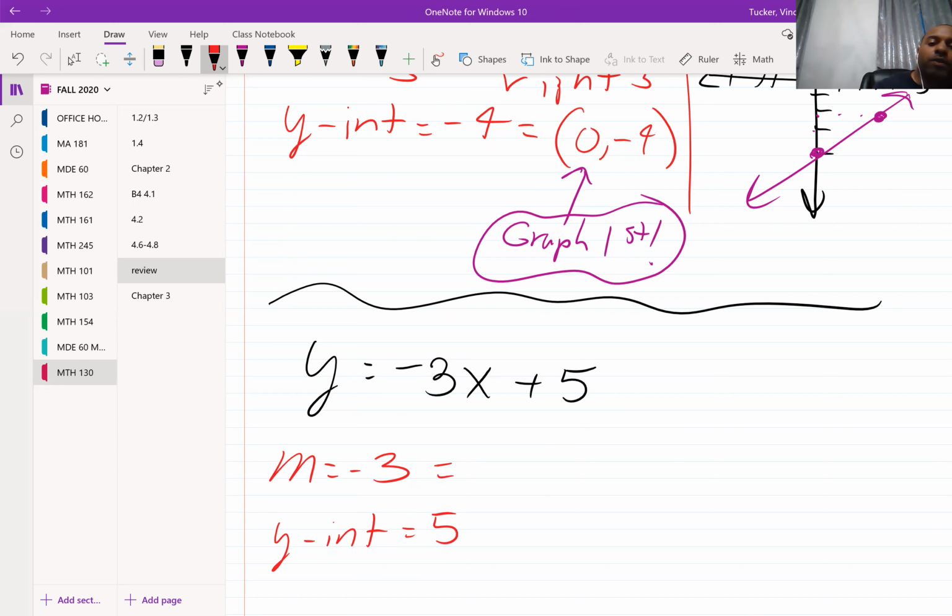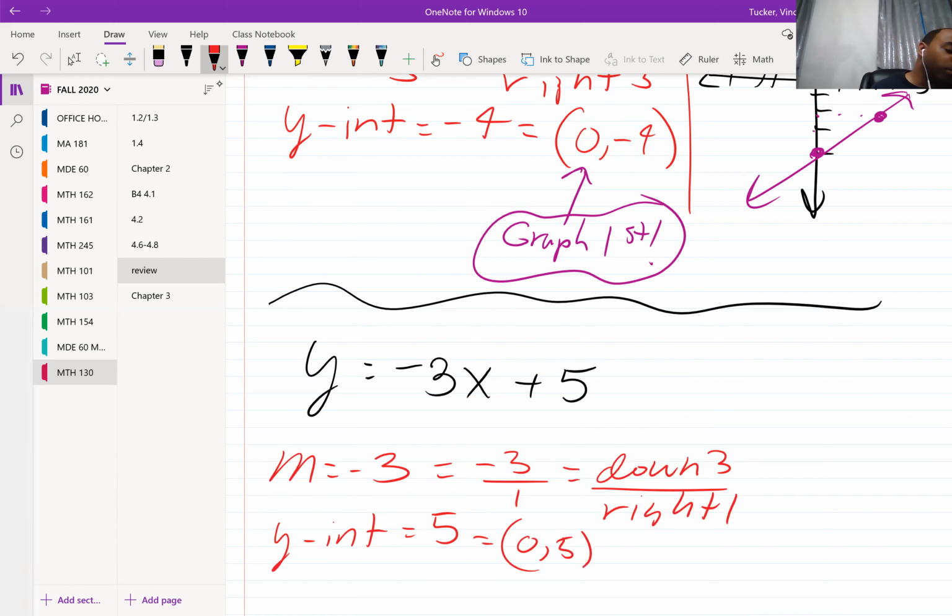All right, so don't forget it's rise over run. So I have a -3 here, but any number that stands alone can be rewritten as a fraction by putting it over 1. So we have a -3 over +1. So it's rise over run. That means I go down 3, and right 1. Once again, the ordered pair here is going to be 0 and the number, so 0, 5.